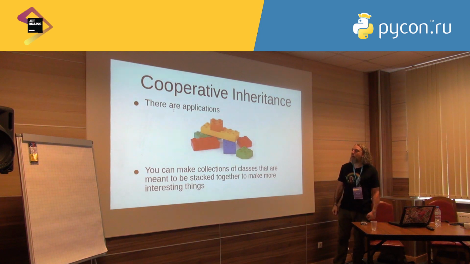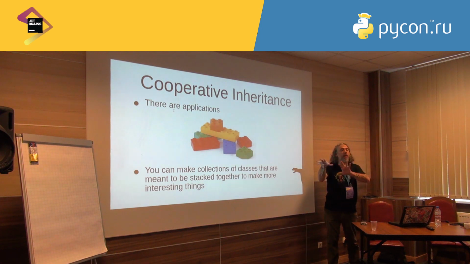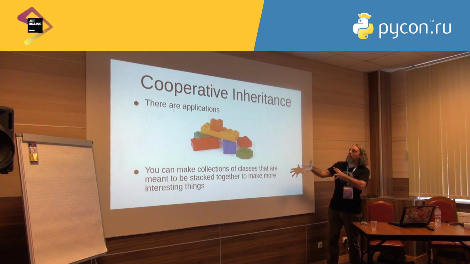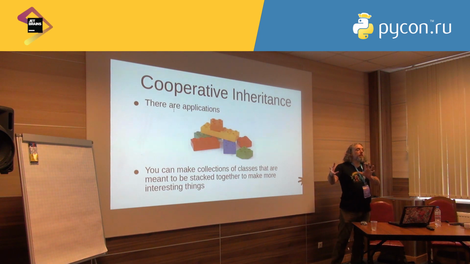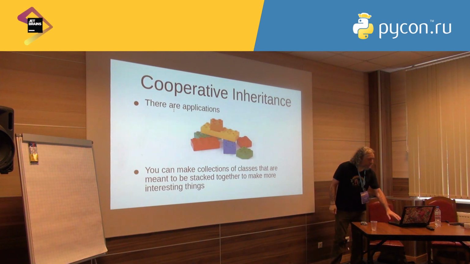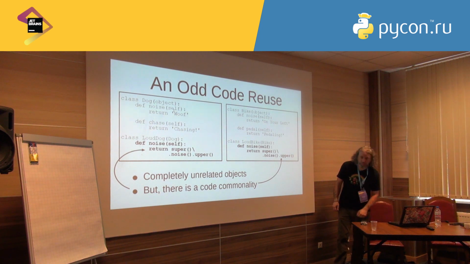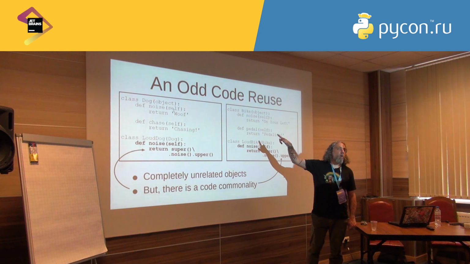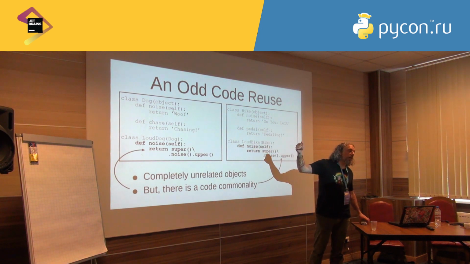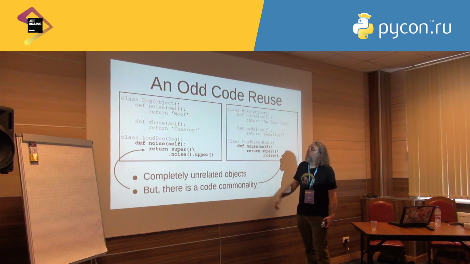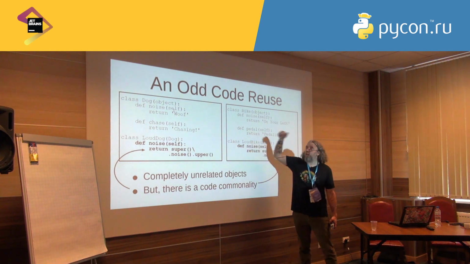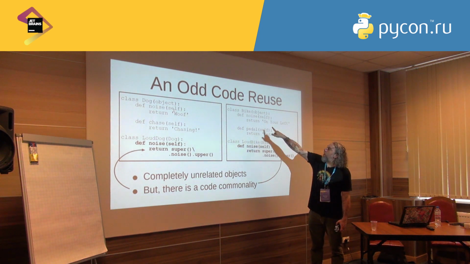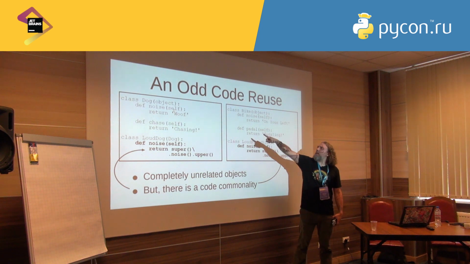Okay, so cooperative inheritance is the basis of being able to use classes via inheritance as composable bits of code. And that's the basis of mixins. So before I explain the mechanism, let's show a practical use case of it. Let's show why it's useful. So here we have two classes. We have the dog and the bike. They both make a noise, but they're utterly unrelated classes.